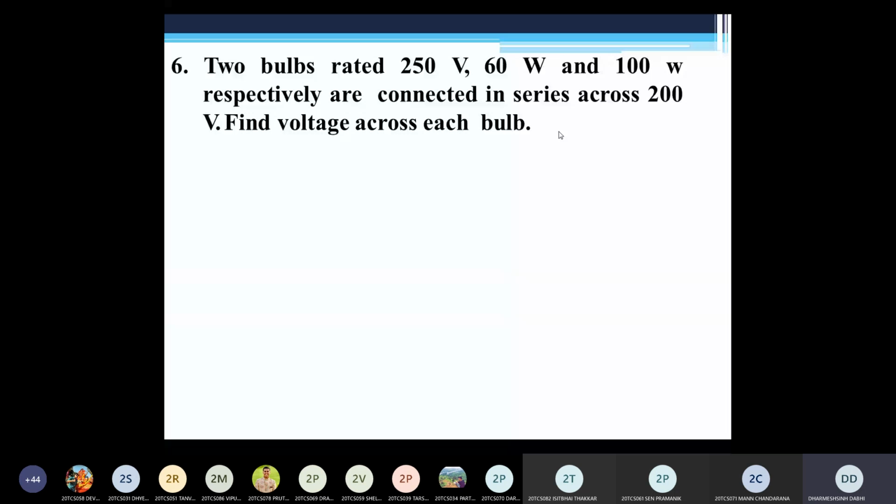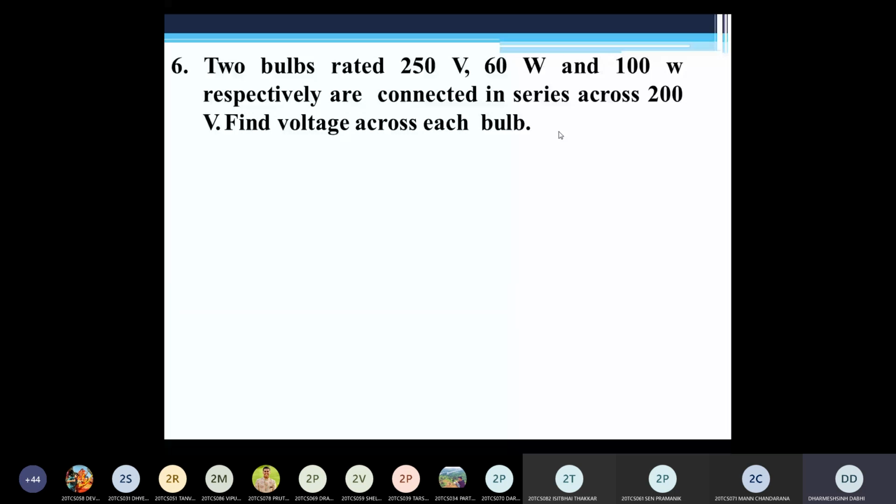First, all of you draw the circuit diagram, so it is easy for you to understand this. First, draw the two bulbs in series. Write down the voltage rating and power rating. And then apply the 200 volt across them.